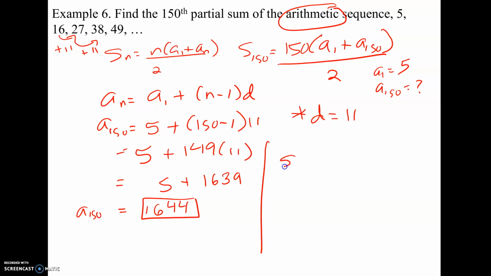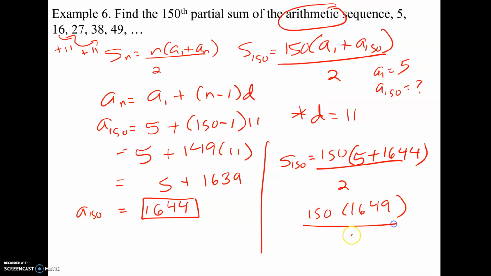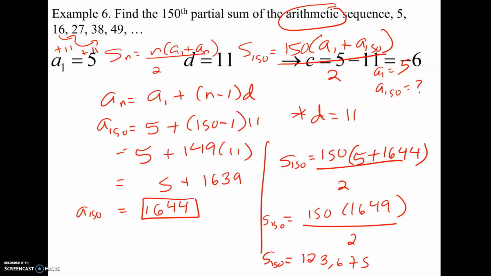Now I could go back and find S sub 150. So I was missing a sub 150, now I have it. And I literally just plug and chug into my calculator. So I'm going to do 1644 plus 5. It's 150 times 1649. And that's literally just 123,675 is S sub 150. All right, that was fun. It's the partial sum of the first 150 terms.